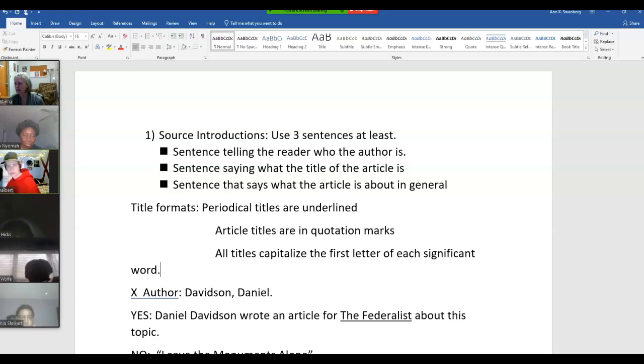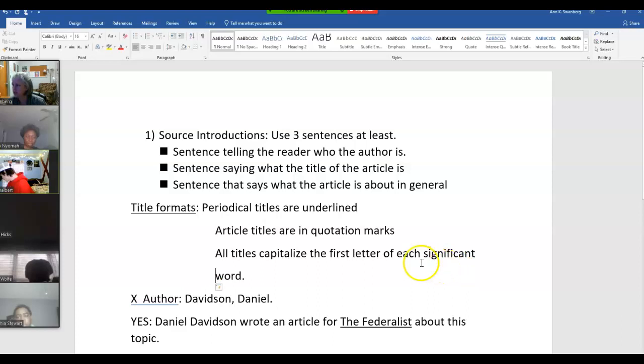All right, so you're going to write this down. Title formats. When you are writing them in your works cited list or when you're writing them here in the essay, we want to treat them the same in both places.